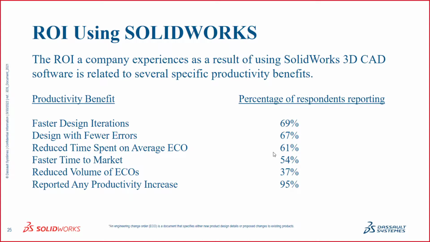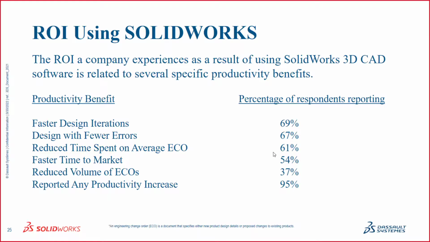From the previous customers with whom we had discussions, we approached them for reviews. So these are the percentages of the respondents for the reporting. When it comes to faster design iterations, it is on an average of 69% compared to the traditional methods they were using. The design with fewer errors is 67%, and the reduced time spent on the average ECO is 61%.